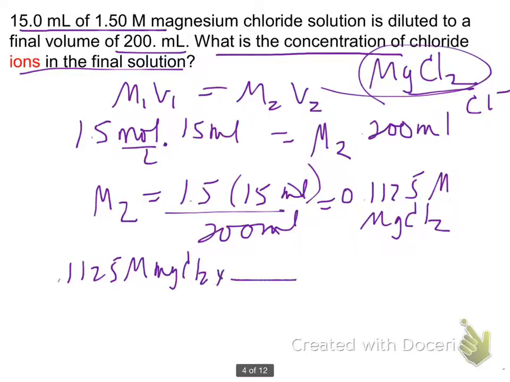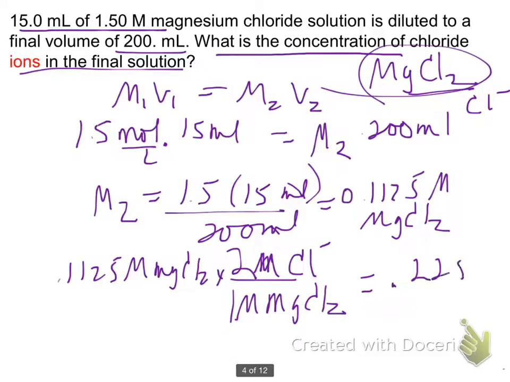and what I know is that for every 1 molar of magnesium chloride, I'm going to get 2 moles, or 2 molar, of chloride ions. So I'm going to double that, and I'm going to get 0.225 molar chloride minus. I want 3 sig figs because that's what I have in my problem. Okay?